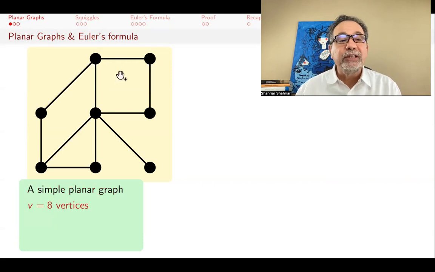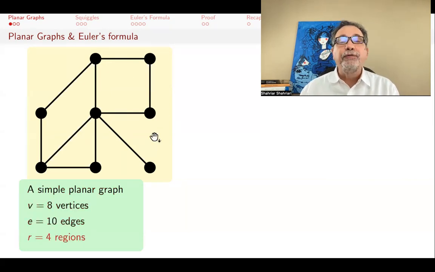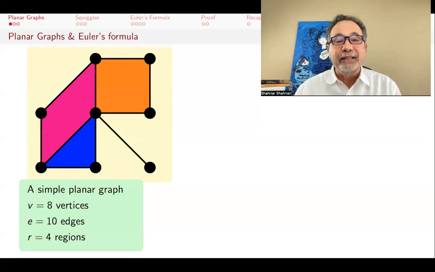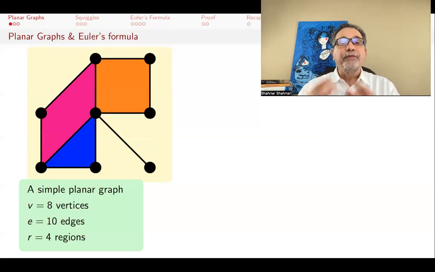There are 8 vertices, 10 edges, and there are 4 regions. So for example, the inside of that square is a region, the inside of that parallelogram is a second region, the inside of that triangle is a third region, and a fourth region is the outside region. So there are 4 regions.